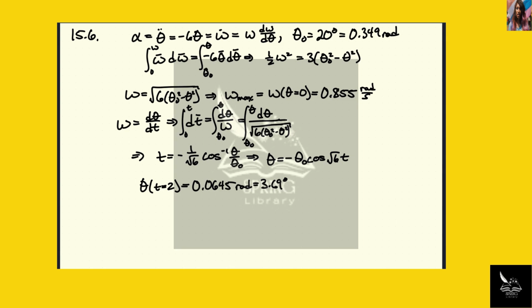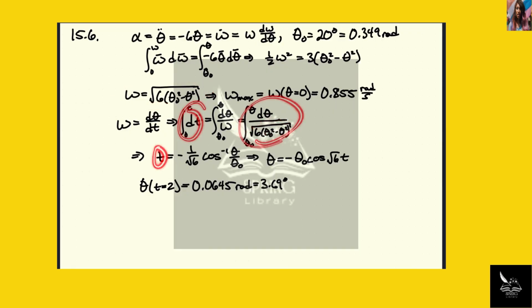Now, we can then use the relationship that the angular velocity is the time derivative of the angular displacement, again separating variables. Integrating, we get the integral from 0 to t of dt bar equals the integral from theta naught to theta of d theta over omega. But we know what omega is in terms of theta from here, so we plug that in.